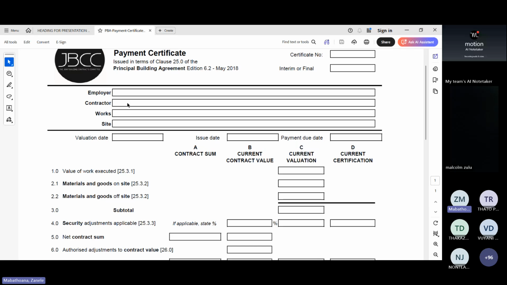The contractor is CLA8X00, right? That's the contractor. The works, that's fencing around the Nasrec Expo Center, for 10 million. The site, so you give the address. And then the date of the valuation, so we valued on the 25th of May, we will issue it 5 days later, and then the payment is due in 30 days, which is on the 30th of June, right?